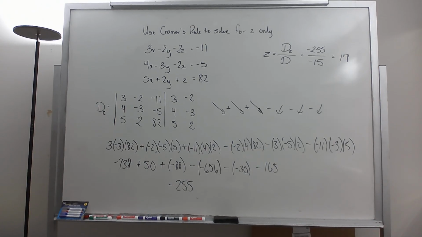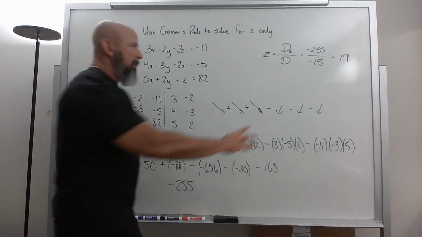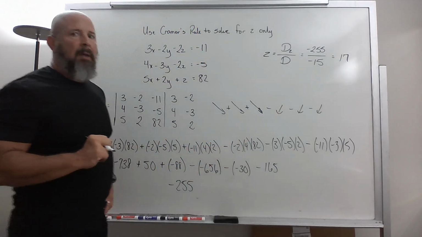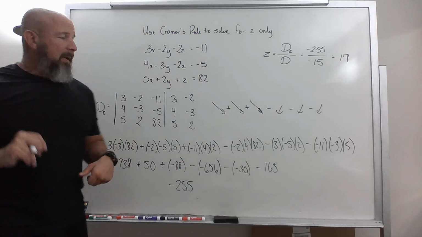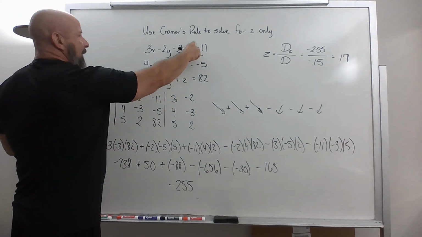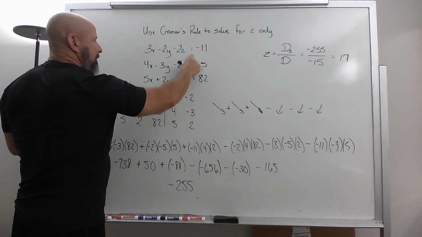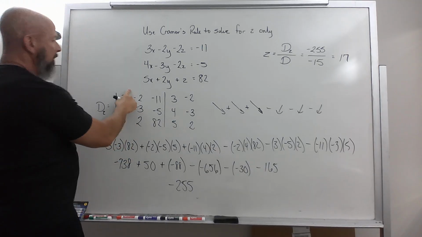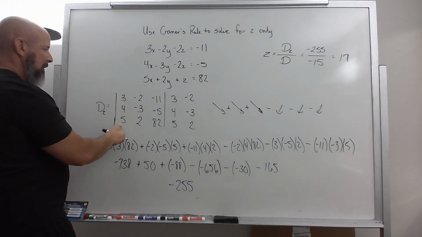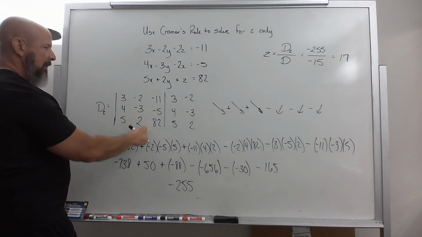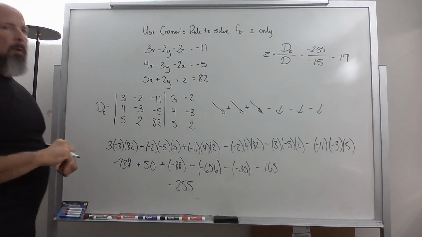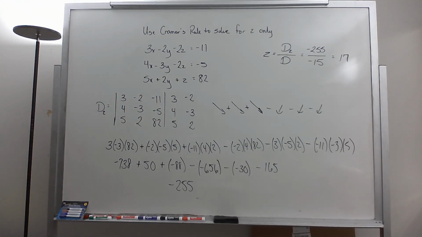If I wanted to find X instead of Z, I just want to remember I would have still found that base determinant first and gotten negative 15. If I needed then D with respect to X, that answer column, negative 11, negative 5, and 82 would have replaced the X column. Would have had my original Z column. Rewrite the two columns, go evaluate. I wouldn't change the process at all. I would just change the initial setup of that particular matrix.